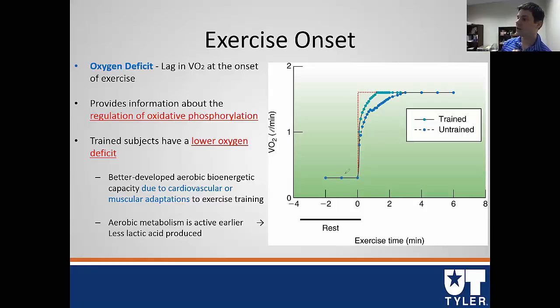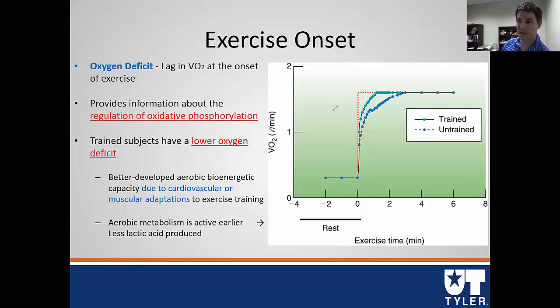But when we look here, one of the things that I'll point out is that trained and untrained are different. Trained subjects have a lower oxygen deficit, right? And this is for a couple reasons. One, they have better cardiovascular adaptations. We'll talk about those in the next unit.